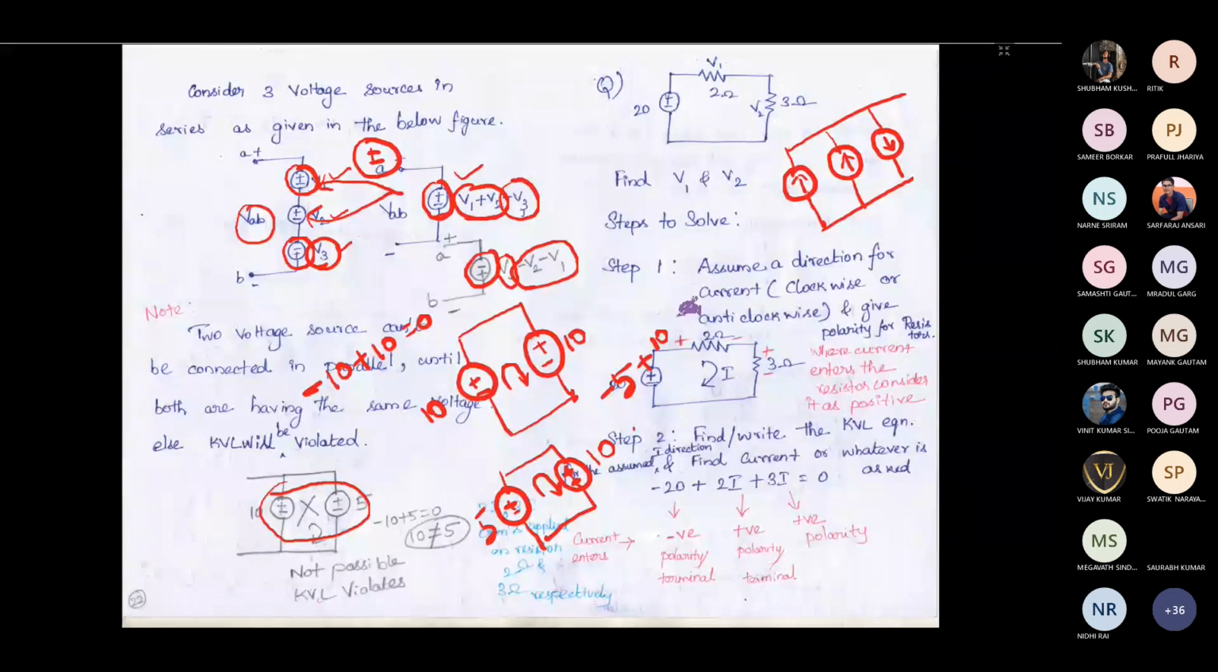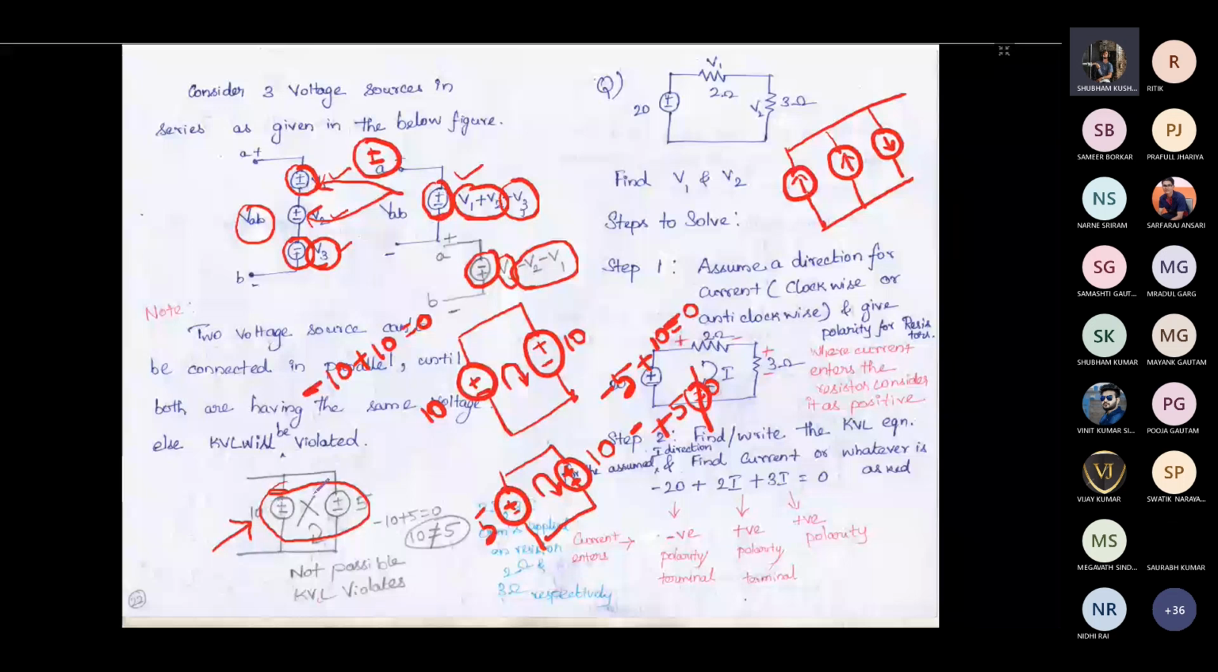If it needs to satisfy KVL, the sum of the voltages within the loop should be equal to 0. Here you will get minus 5 is equal to 0, sorry, plus 5 is equal to 0. So this is not at all possible, this can never happen. So if you want to connect two voltage sources in parallel, then both the voltage sources should be the same. Okay, this is for ideal sources.